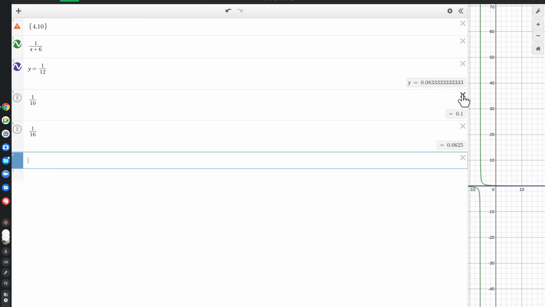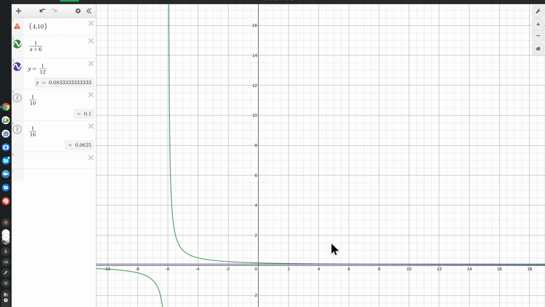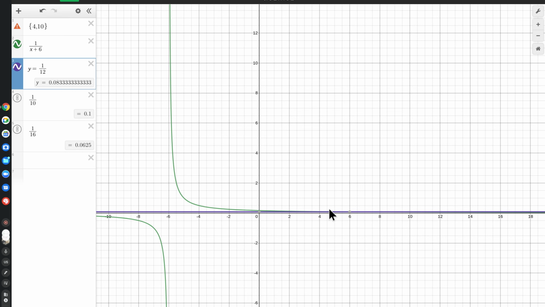So finally, we can tell that 1/12 is in between 1/10 and 1/16. So that means this problem does work. We have a point, and if we look at the graph, at x equals 6, we indeed reach 1/12.